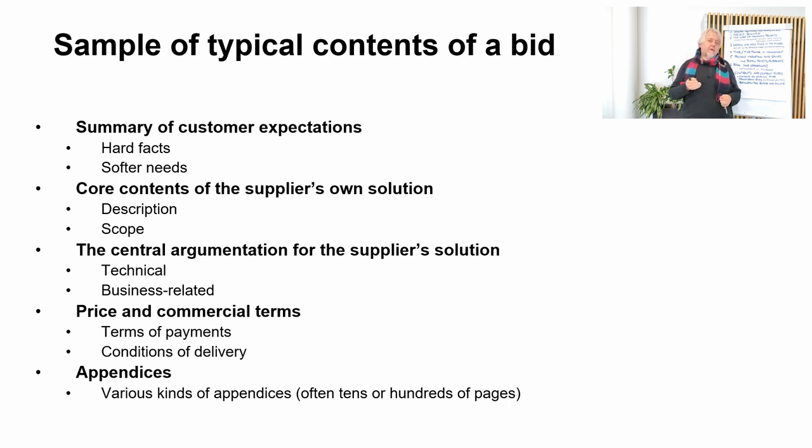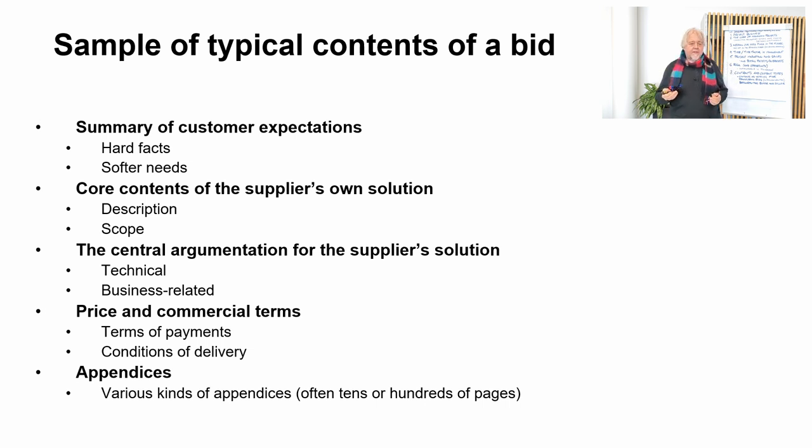It's rather important to explain to the customer a summary of their expectations. That shows that you have been into what their problem is and that you are up to solving it, and you must also in that way check that you have understood right what the actual customer's problem is. So it is important for the customer to see that you are really making a bid for them and for their situation. Then there are some of these other items, and in the very end there are the appendices.